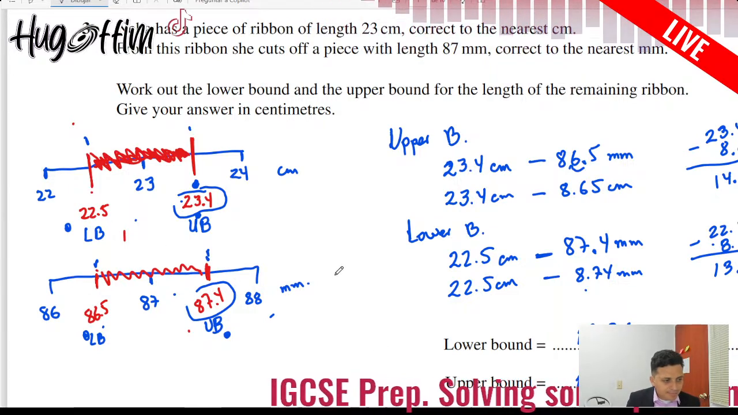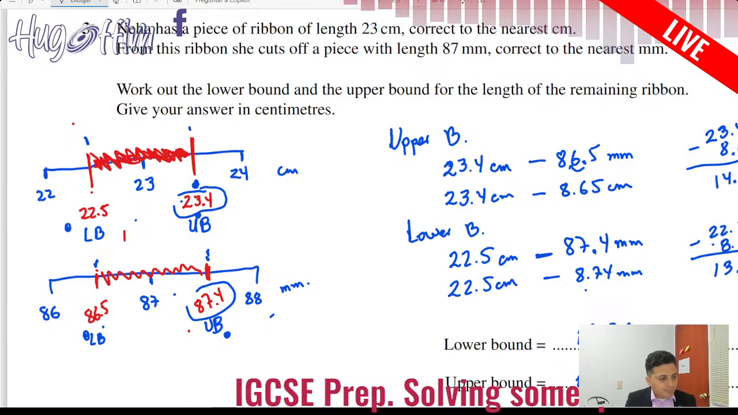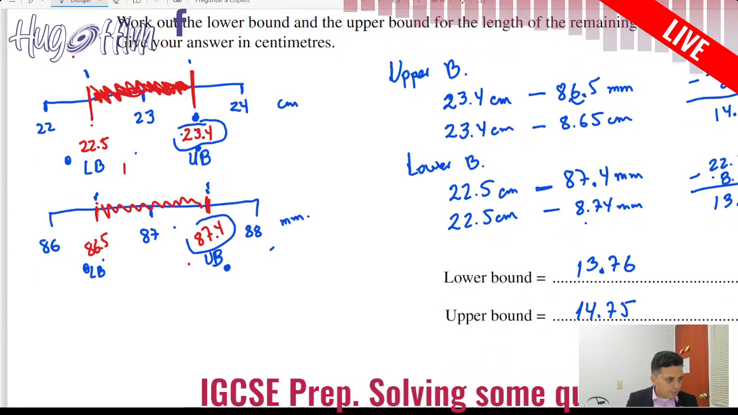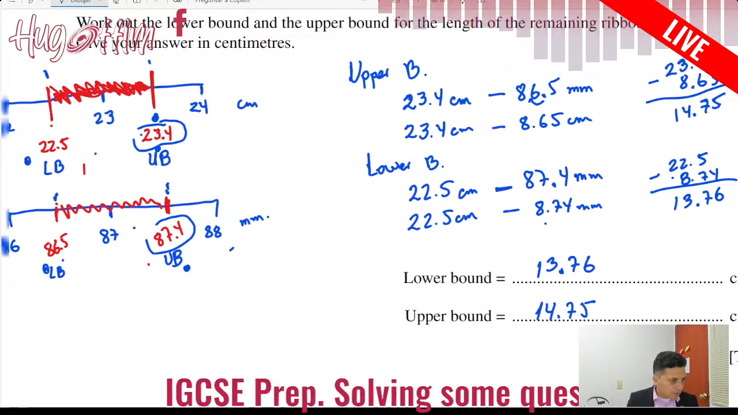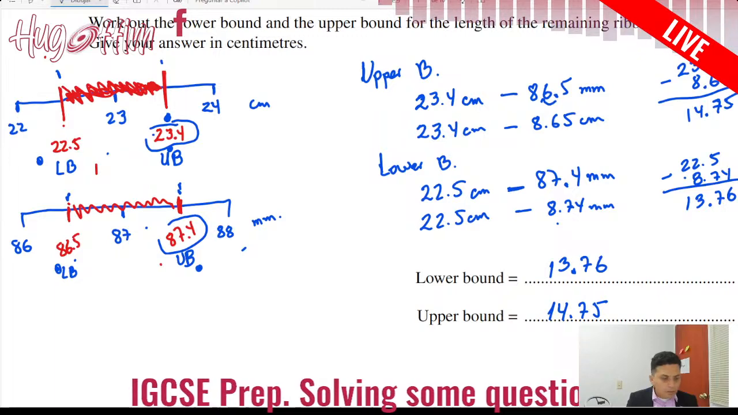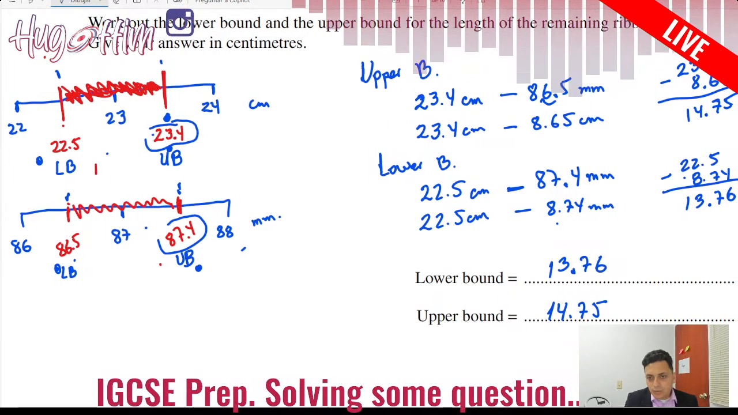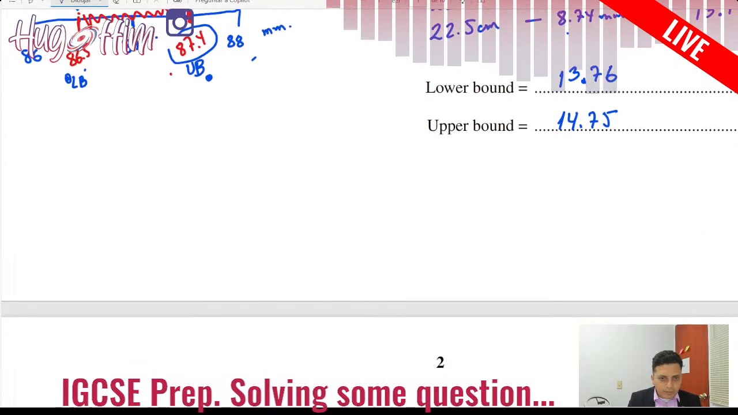Got it? I put the answers and you cannot see the answers here. Okay, now you can see the answers. So the answers are going to be here: 30.76, 14.75. Okay, I've got time for one more question.